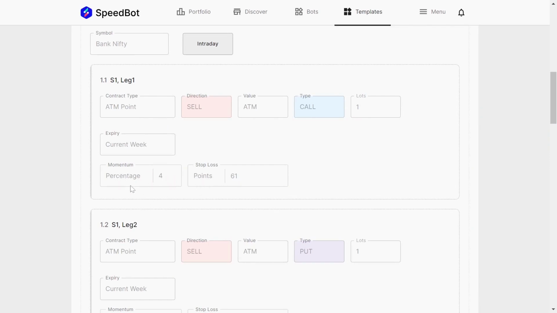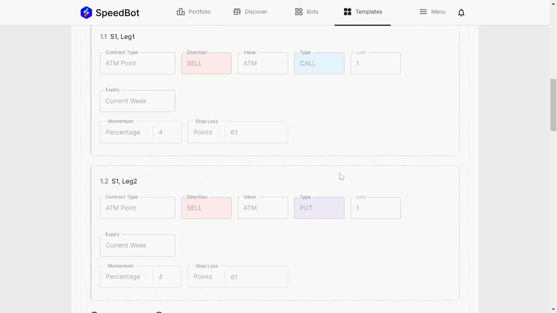For momentum, let me help you understand. Let's say the premium of this particular leg is 100 rupees. We'll be waiting for the price of the contract to go to 96 rupees, then we'll be entering the position. So this is the basic understanding of momentum. If you want to learn more about momentum, I'll be attaching the same in the description box. After that, you have the stop loss over here of 61 points.